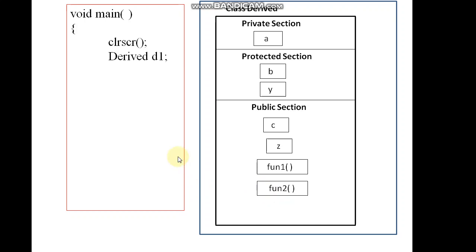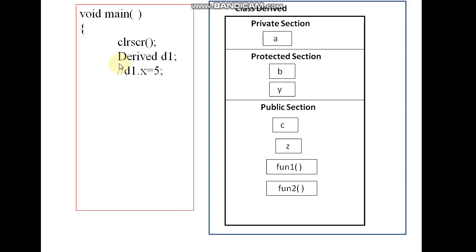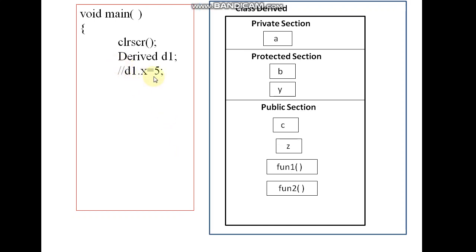Now, a derived class object is created. Now d1.x is equal to 5. We cannot do it because x is a private member. d1.y is equal to 6 cannot be done. y is a protected member in the base class which can be used only in the derived class but not outside it.